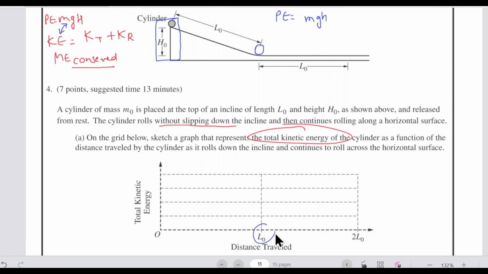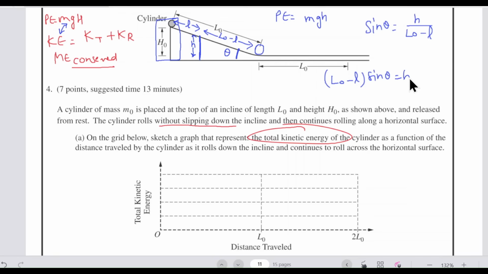And we have to find it in terms of L, which is this distance. We can find the relationship between h and L. Let's say this is h at any point, and this is theta, the angle of the incline, and let's say this distance is what the cylinder has traveled, L, so the remaining distance is L naught minus L. Sine theta is opposite, which is h, over hypotenuse, which is L naught minus L. If I cross multiply, then (L naught minus L) times sine theta is small h.